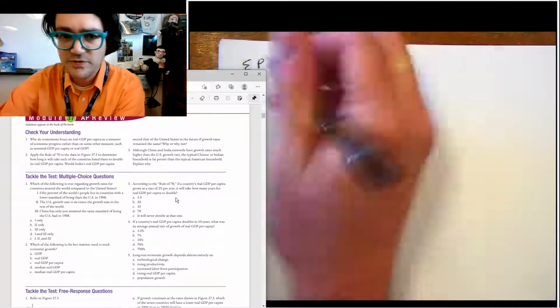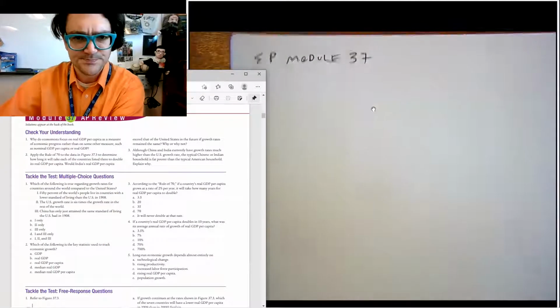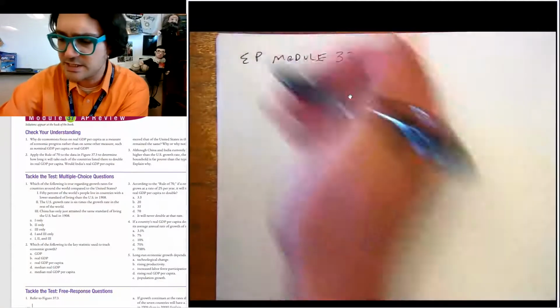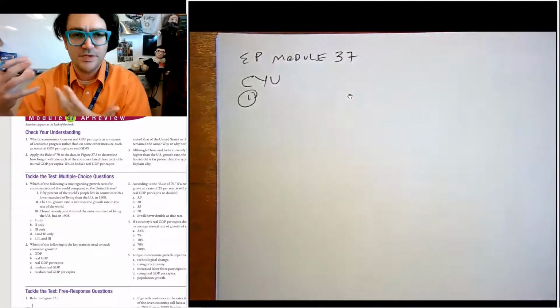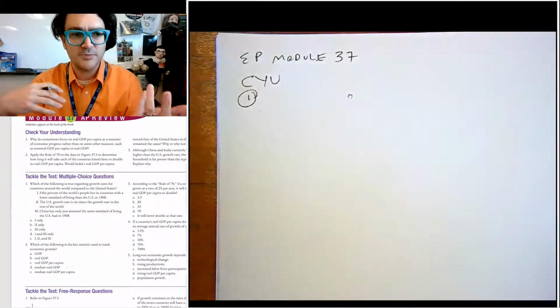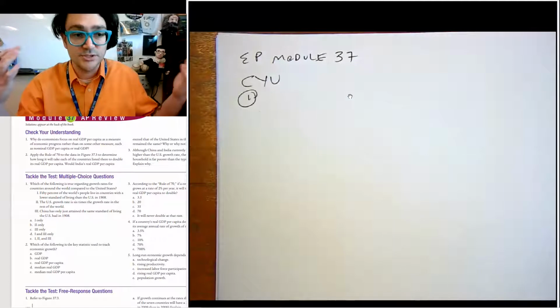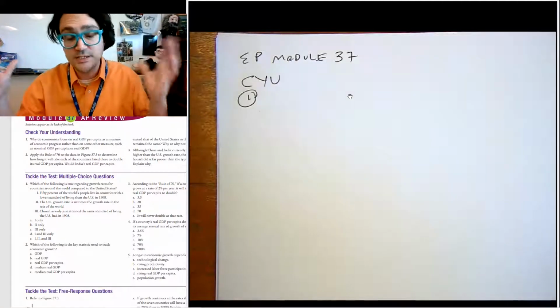So the first question for check your understanding, and we'll kind of do that a little bit here, says economists sometimes focus on real GDP per capita as a measure of economic progress rather than on just nominal GDP or real GDP in total.